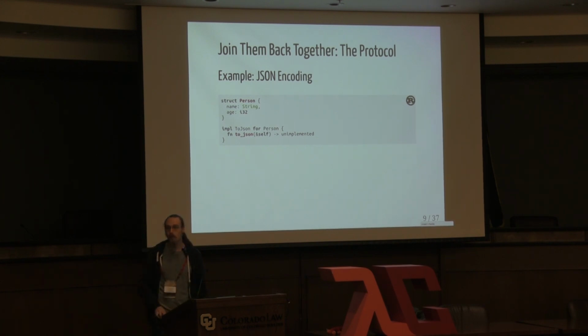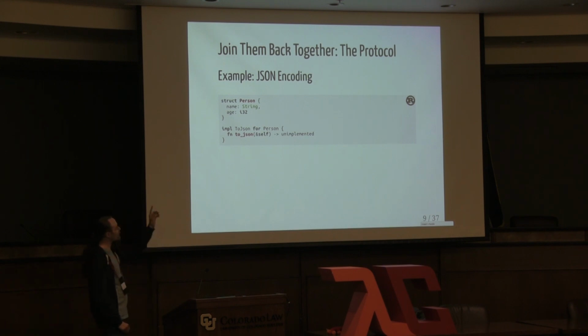So what's the type in this case? The return value is Value. The type is the input for toJSON for Person. Did that answer your question? Yeah.